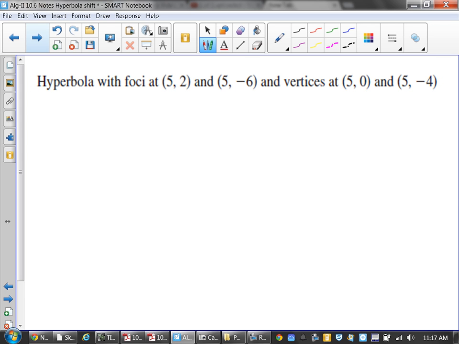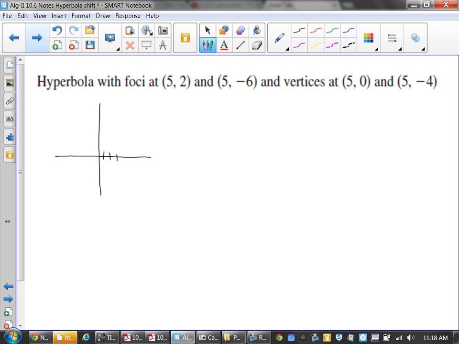So here I'm going to write the equation of a hyperbola that has foci at (5, 2) and (5, negative 6), and vertices at (5, 0) and (5, negative 4). All right. I'm going to write the equation. We've done these types of problems a lot, and you guys have gotten pretty decent at them. What's the first thing I'm going to try and do? Graph it. Figure out which way it's going, so that way you can go from there.